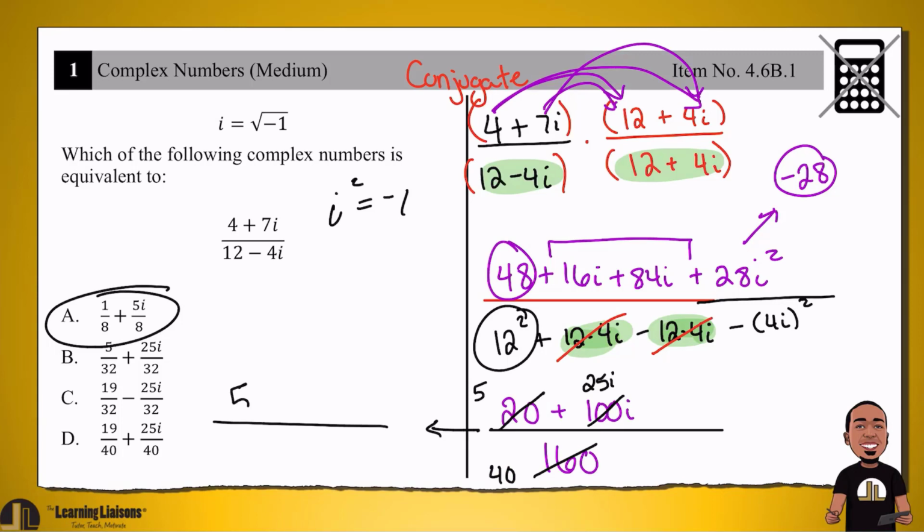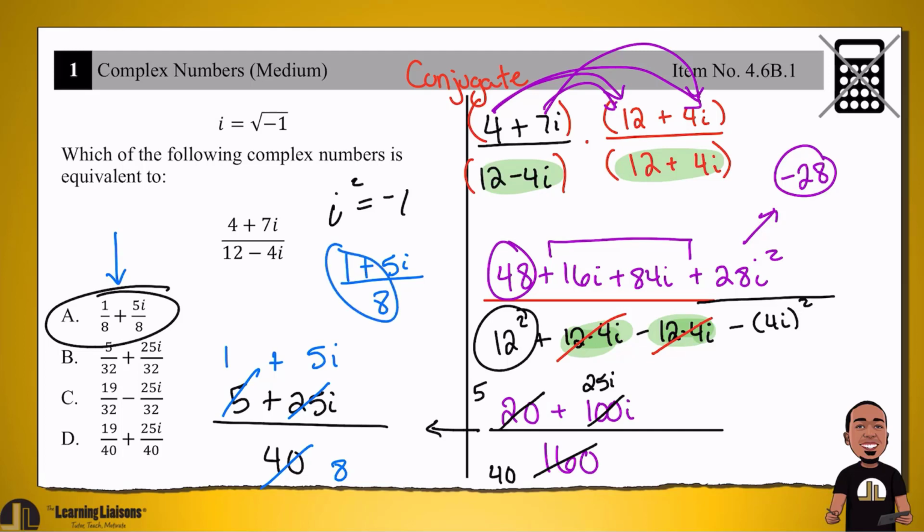So really we have 5 plus 25i over 40. And I noticed that we can simplify even further by dividing all terms by 5. So we have 1 plus 5i, and that's an 8. So really what we have now is 1 plus 5i all divided by 8. And if we wanted to split these fractions up, answer A is exactly what we'll get, because you can rewrite it as 1/8 plus 5i over 8, which is exactly what's happening with A.